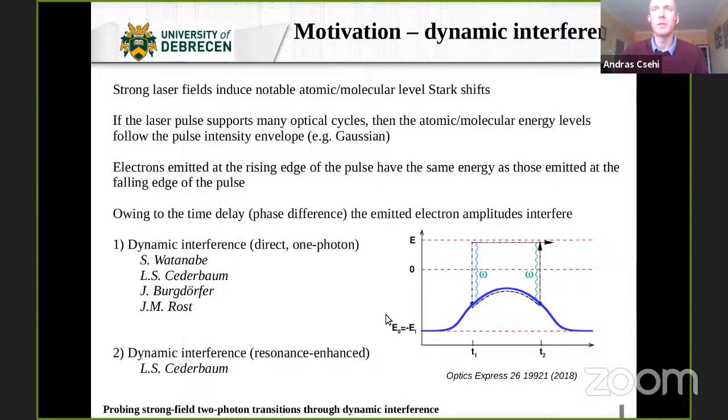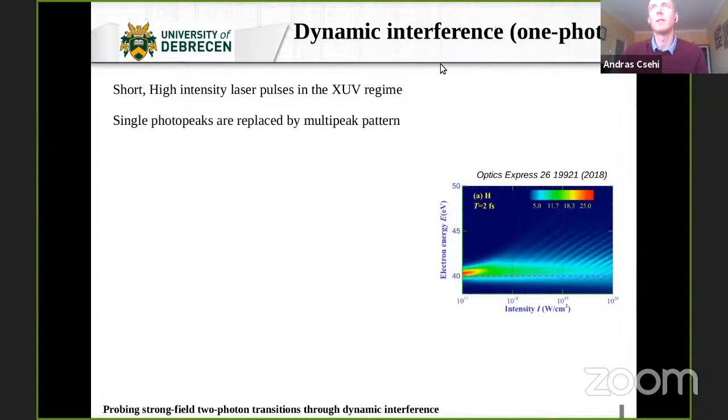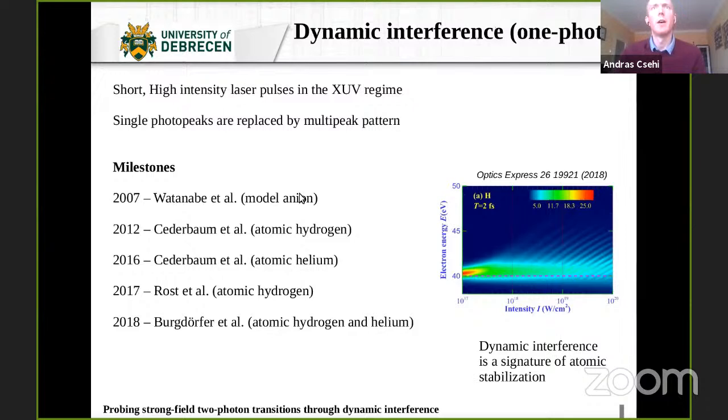A few words about the direct dynamic interference. They are induced in short, high-frequency and high-intensity laser pulses in the XUV regime. It was observed that below a certain intensity, we observe a single photoelectron peak, but beyond a certain laser intensity, this single peak is replaced by a multi-peak pattern in the spectrum. There are several milestones of this kind of effect, and mostly in the beginning, model ions have been studied, and later atomic hydrogen and atomic helium.